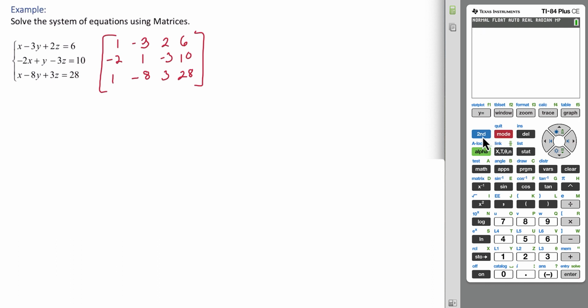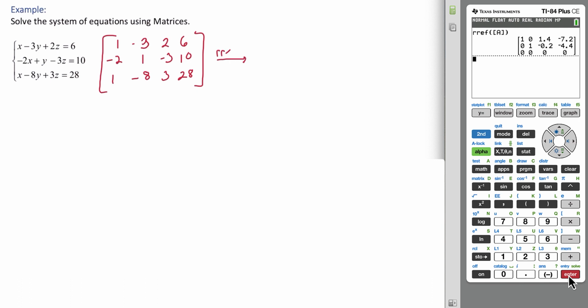From here, we'll go back to the matrix options, second matrix, go right to math, and scroll until you see RREF, hit enter, and now we need to tell the calculator what to reduce. So again, back to matrix, hit enter, close off the parenthesis, and enter one last time.